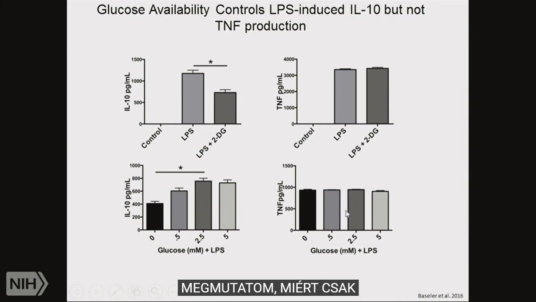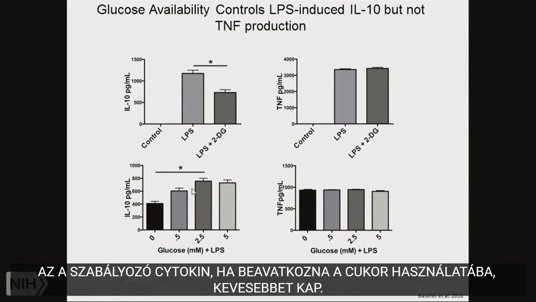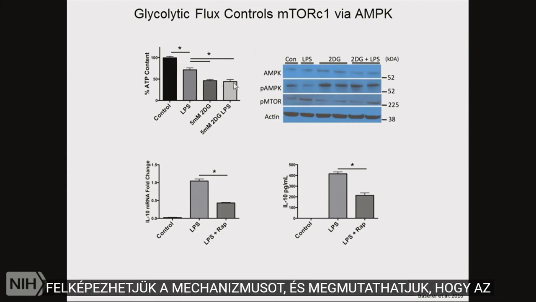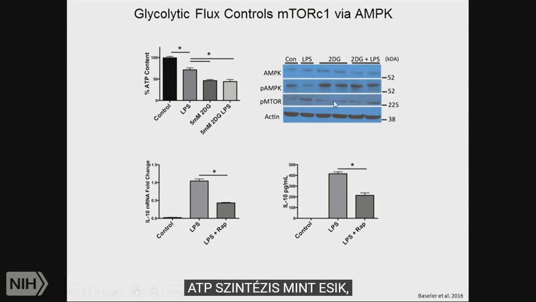So some quick primary data that I'll go through very quickly, because it's not the big goal of what we want to do here. What we find is that this regulatory cytokine IL-10 is dependent on that switch to glycolysis. If you interfere with the use of sugar with 2-DG, you get less. If you stimulate them in limiting sugar, you get less IL-10. We can map out the mechanism and show that it's ATP synthesis that falls. The phospho-AMP kinase comes on, suppresses TORC, and prevents IL-10, which you can recapitulate by suppressing it directly.